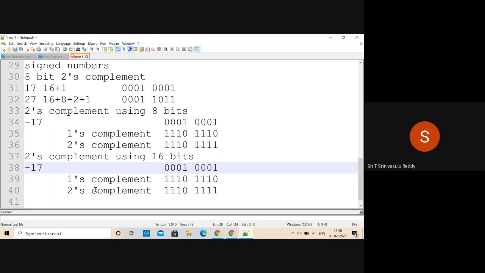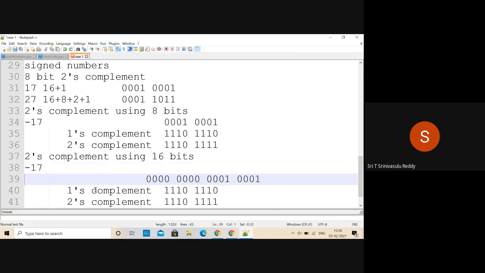Already 8 bits we have used, 17 is there. That means the other most significant bits must be represented as zeros. So you write one more like this. This is the actual plus 17, strictly speaking. This one is plus 17.